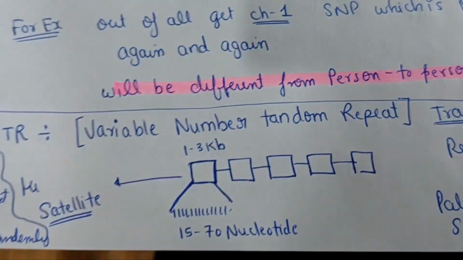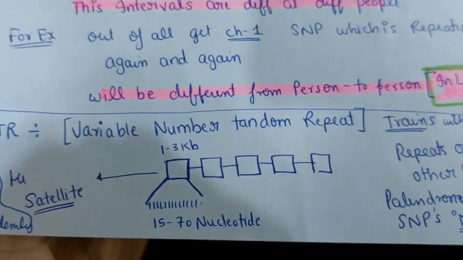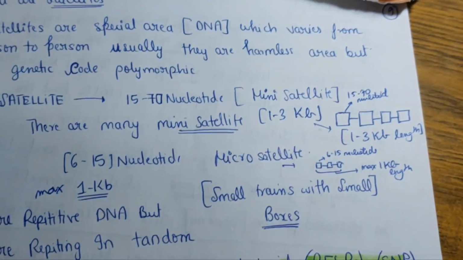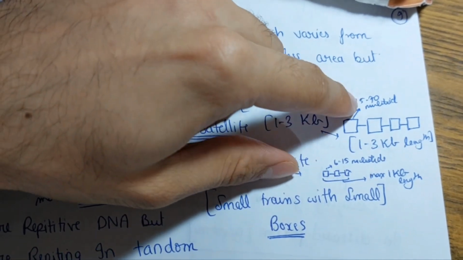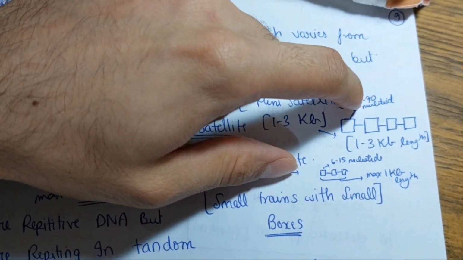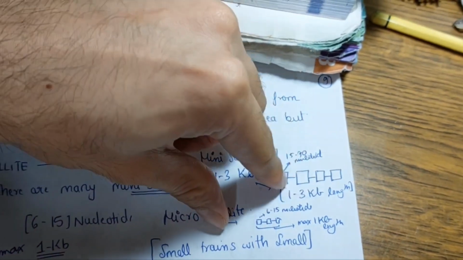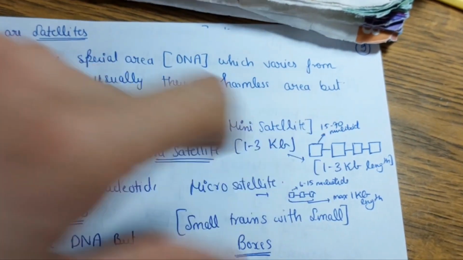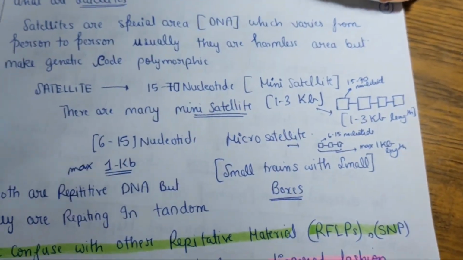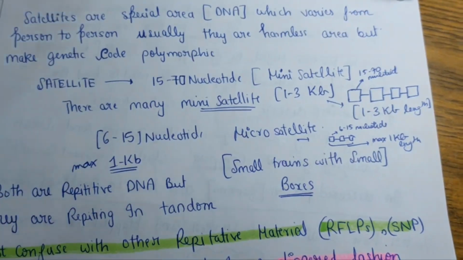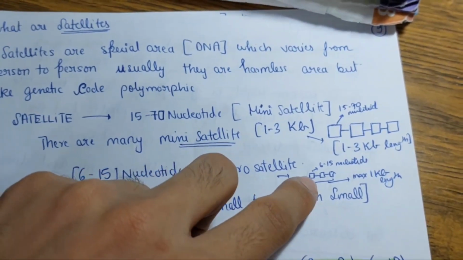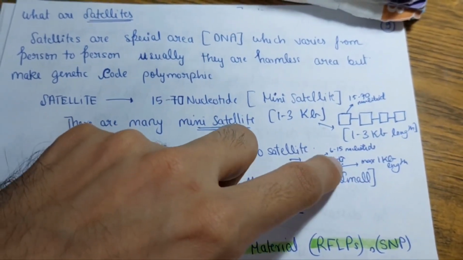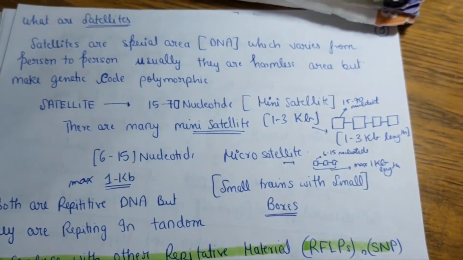So if we consider variable number tandem repeat as a train, we have two types of train, mini satellite and microsatellite. So in the mini satellite train, each box is going to be around 15 to 70 nucleotides long, and the total length of this full train, with all the boxes, is going to be 1 to 3 kb maximum. That is a mini satellite. Microsatellite is a small train with small boxes. So each box is going to contain 6 to 15 nucleotides only, and the maximum length of this train is going to be 1 kb, not more than 1 kb.